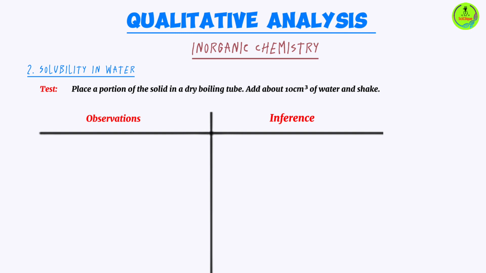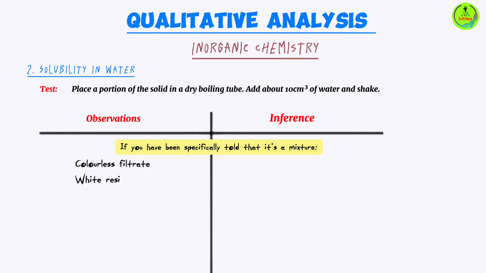You're going to get a case whereby the solid partially dissolves and you are told that you're supposed to filter to obtain a filtrate and a residue. So in this case, how are you framing your observation? Simple. You're just going to write a colorless filtrate and white residue is obtained.